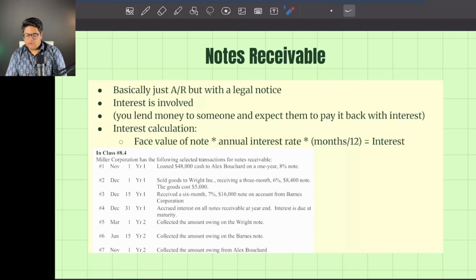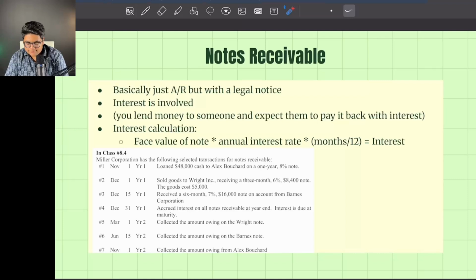So the interest is always calculated as the face value of the note times the annual interest rate times the portion of a year that interest rate takes into effect. This equals your interest. This is not on the formula sheet. You should memorize this. If you do enough calculations, this will just automatically be burned into your brain. But now let's go over an actual example.